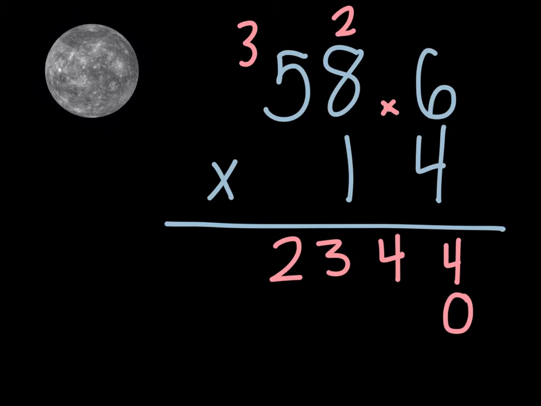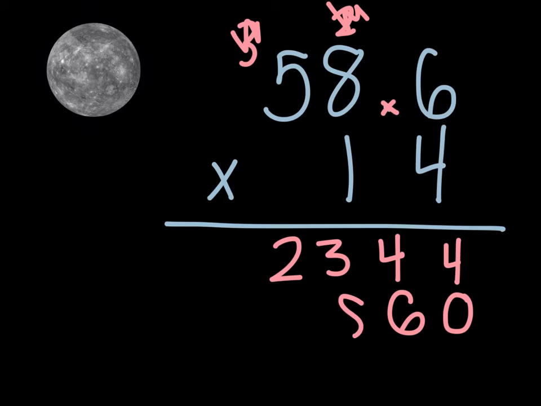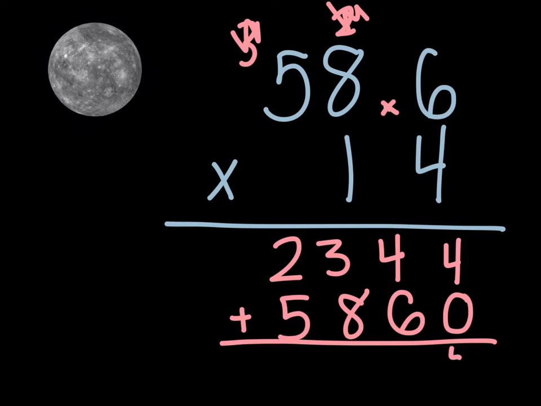I'm going to go into my tenths place here. I'm going to cross off all my other stuff. 6 times 1, 8 times 1, and 5. Ooh, that was an easy one. I'm going to add it up.